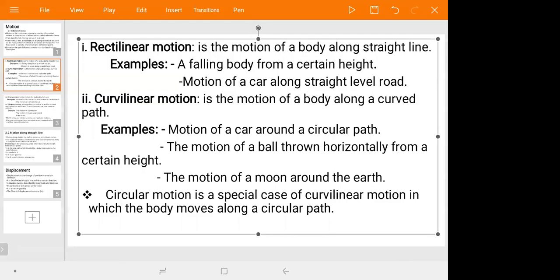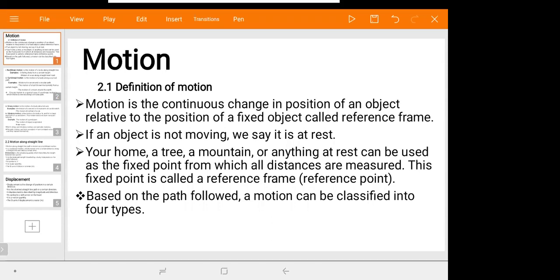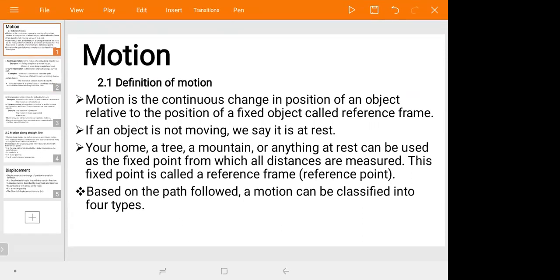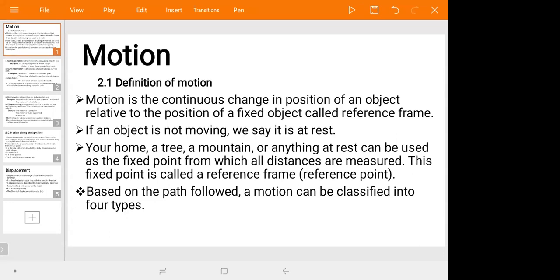Let us see what motion means. Definition of motion. In unit 2, as I have said, we are going to see the definition of motion. When we summarize, motion is a continuous change in position of an object relative to the position of a fixed object. When we talk about motion, we are talking relatively with a fixed object called a reference frame. For example, in one reference frame you are in motion, and in another reference frame maybe you are at rest.